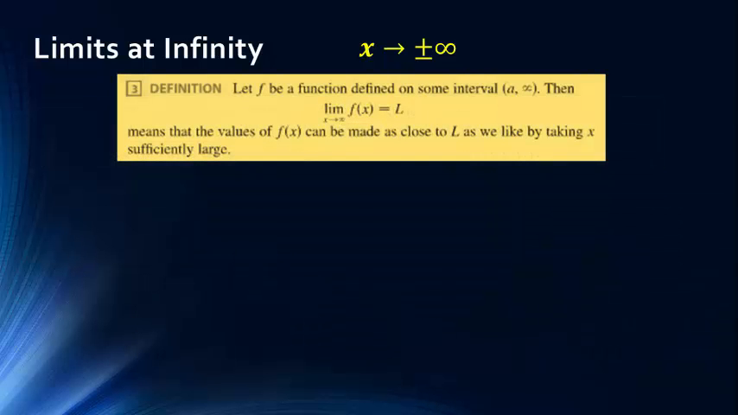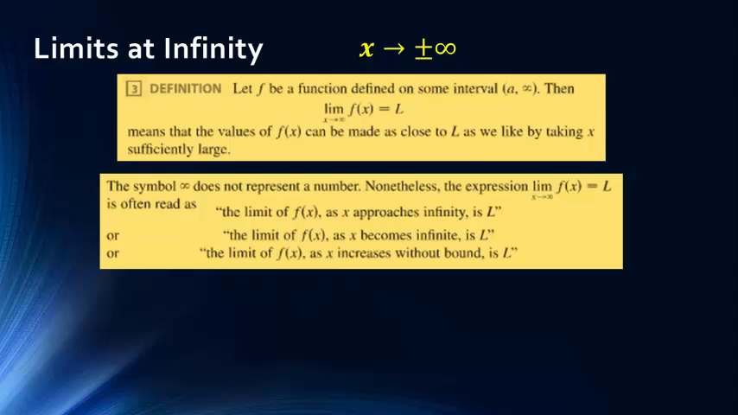So by definition, we say if f is some function over an interval that goes to infinity, the limit as x goes to infinity of f of x, if it equals a constant L, means that the values of f of x can be made as close to L as we like by making x sufficiently large, either positive or negative infinity.